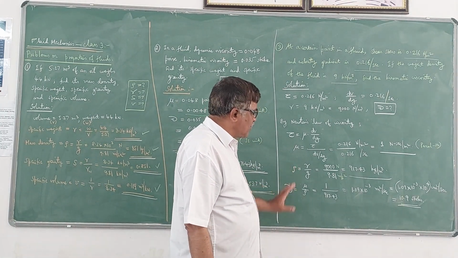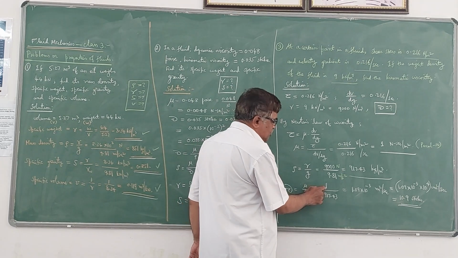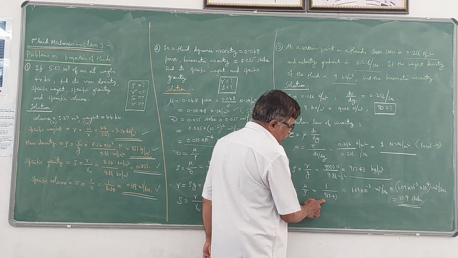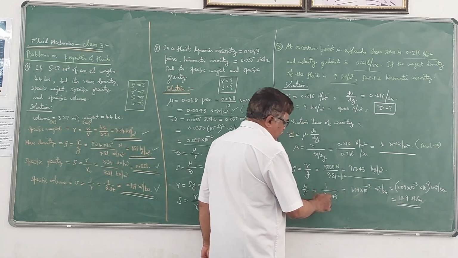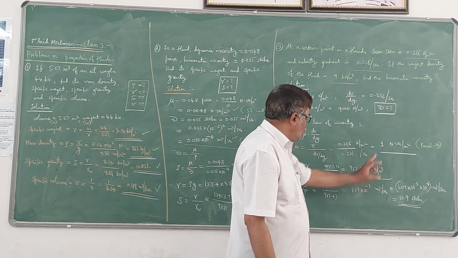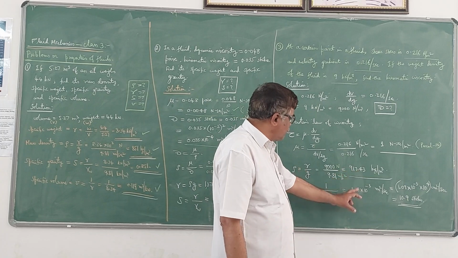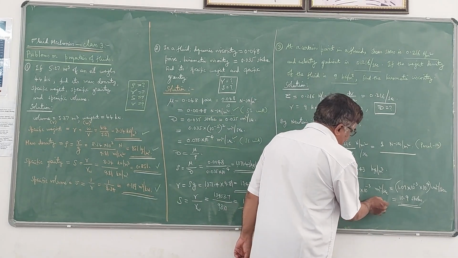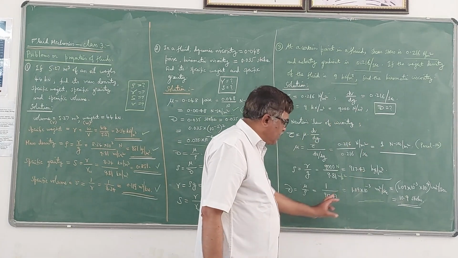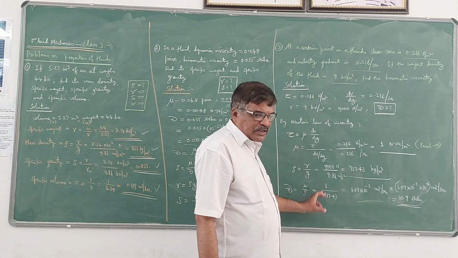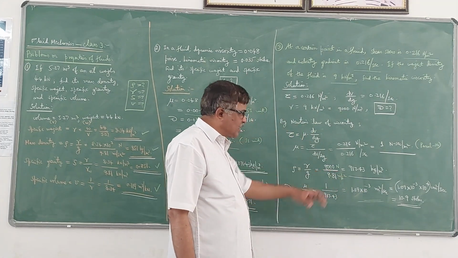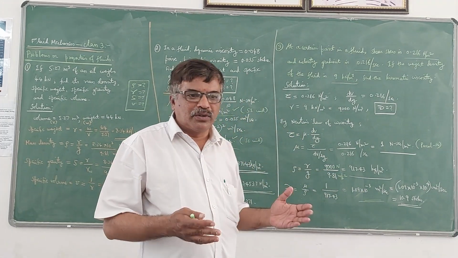But be careful about the units. This should be in Pascal second, and this should be in kg per meter cube. Then whatever you get: 1 divided by 917.43, you are getting 1.09 into 10 power minus 3 meter square per second. This also will be in SI units, because these two are in SI units. The SI unit of nu is meter square per second. Later on you can convert into Stokes.